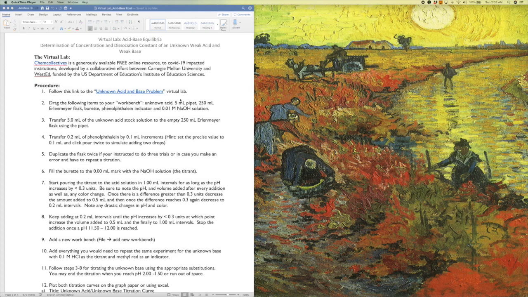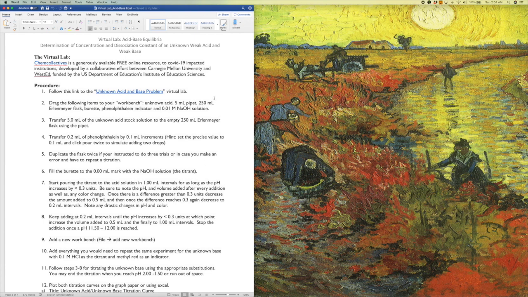This is an instructional video of a ChemCollective's virtual lab dealing with acid-base equilibria. In particular, we are going to try to determine the concentration and the dissociation constant of an unknown weak acid and weak base using a pH titration curve.